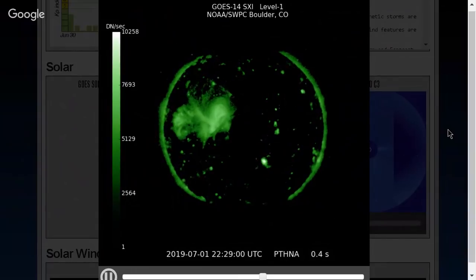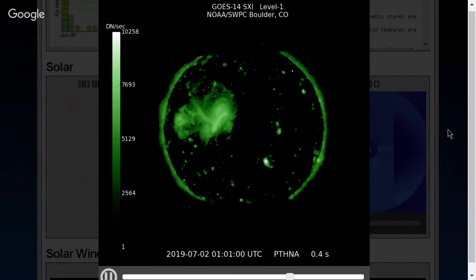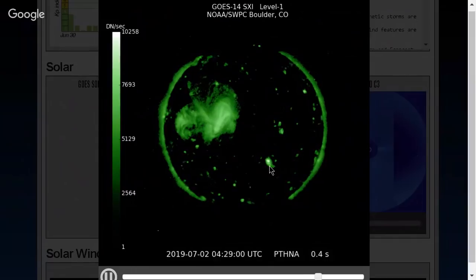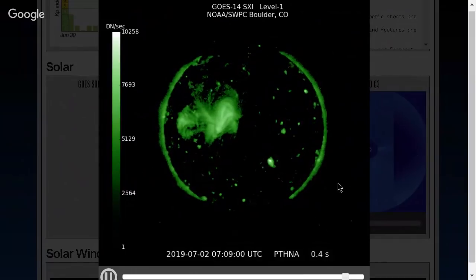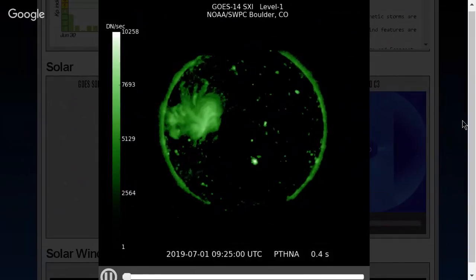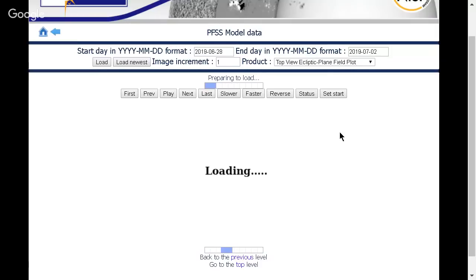Maybe 20 Earths in diameter. And there you see it on the GOES X-ray imager. Also, here's this reverse polarity plage location. And that is a cycle 25 plage, folks. So let's look at some more stuff.